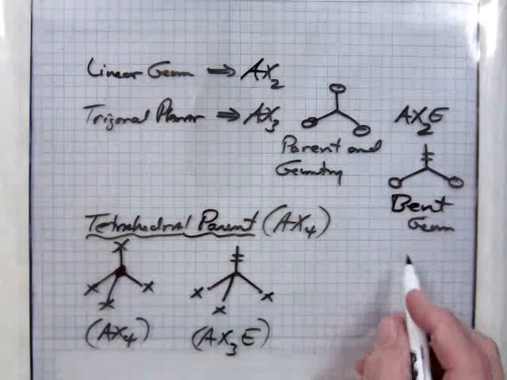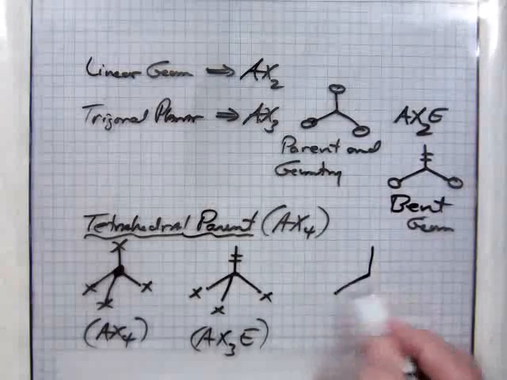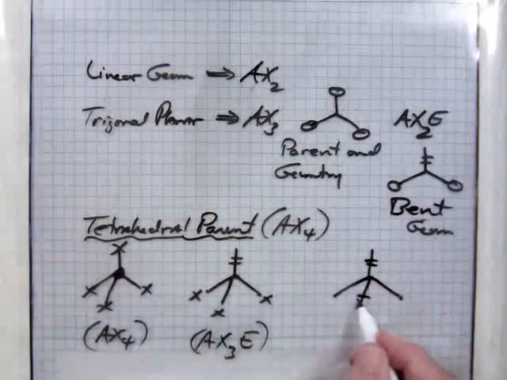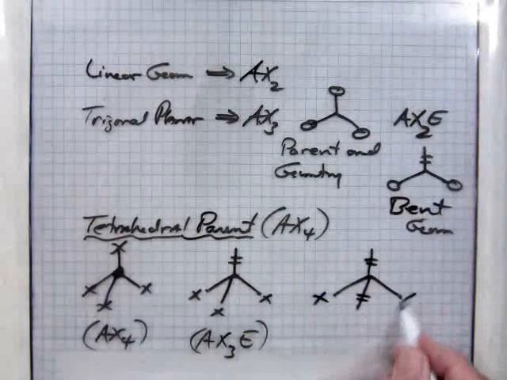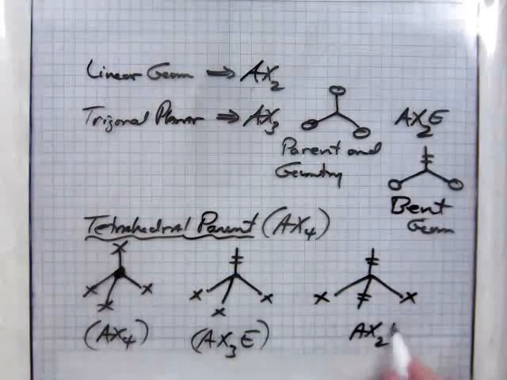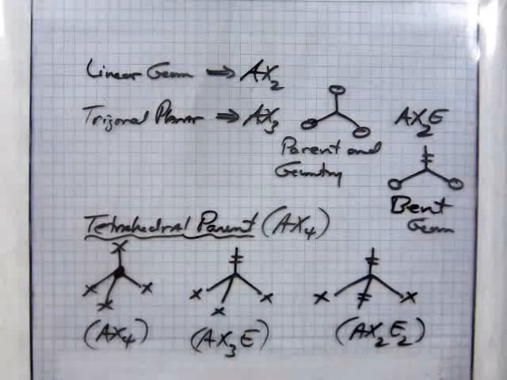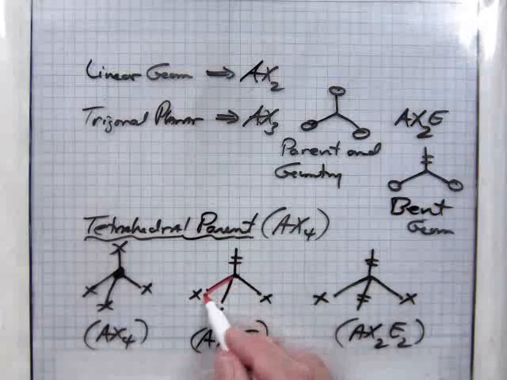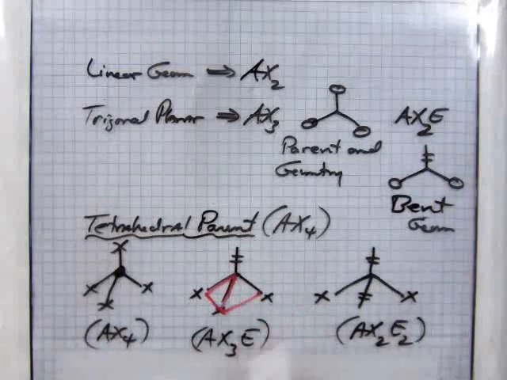And then you have structures which have 2 non-bonded pairs and 2 substrates, and give you an AX2E2. And again, the angles that are generated with the substrate are what defines the geometries. And this is called pyramidal.